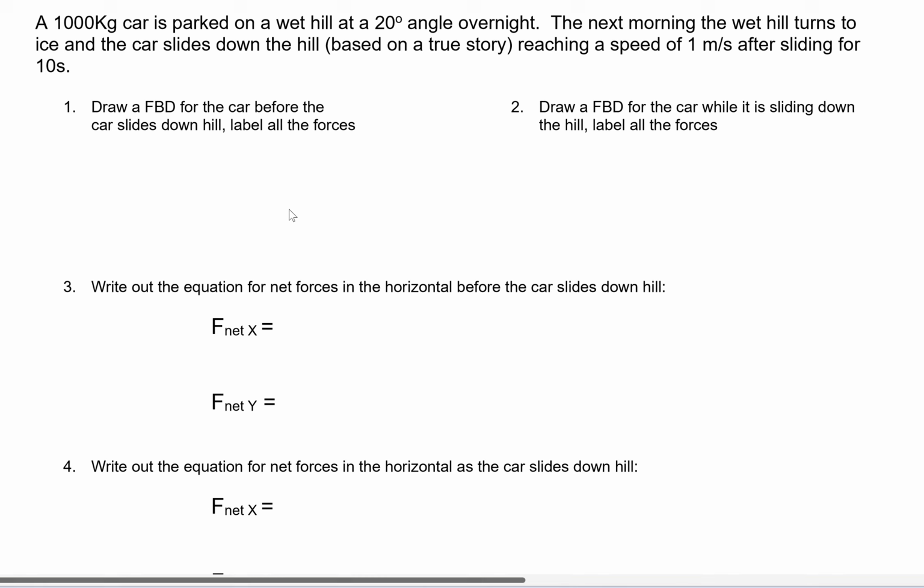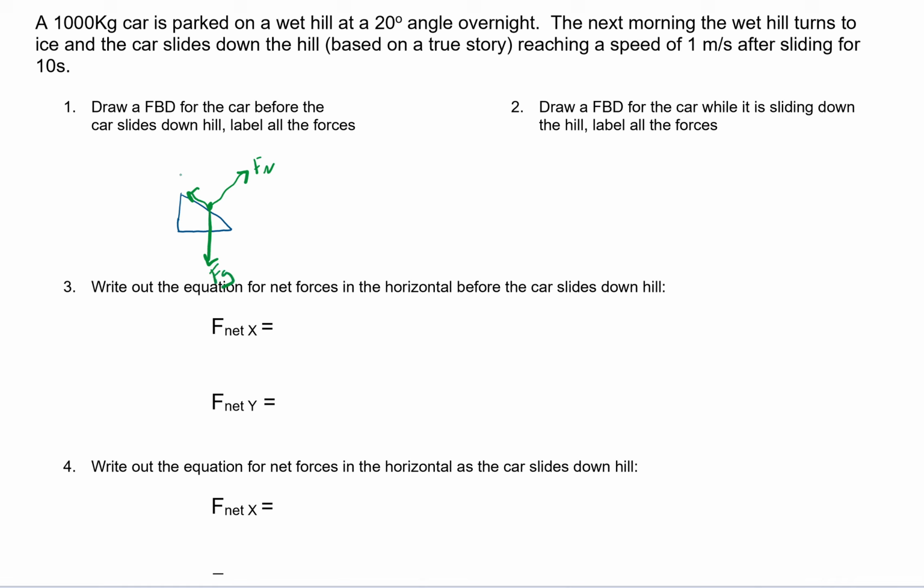The car parked on a hill overnight. So we'll start out with the free body diagram. I will draw a little hill just to give us some context for what this is going to look like. And then for our car, gravity always goes down, normal force perpendicular, and in this case, since it's not falling down the hill yet, we have force of friction.